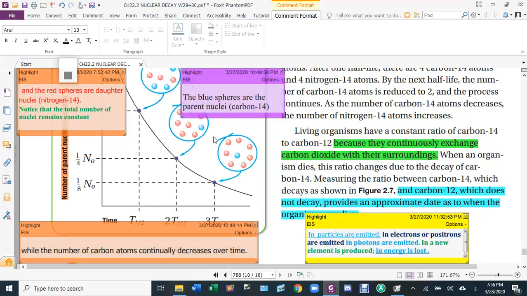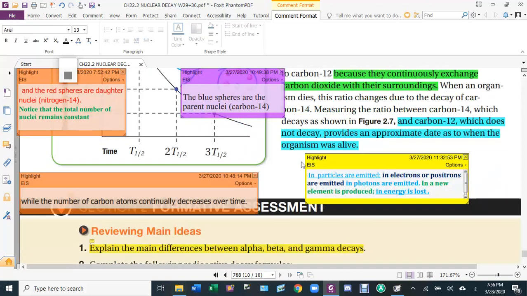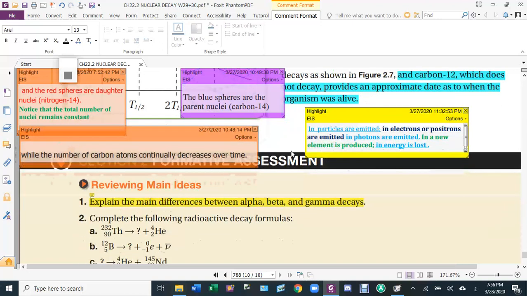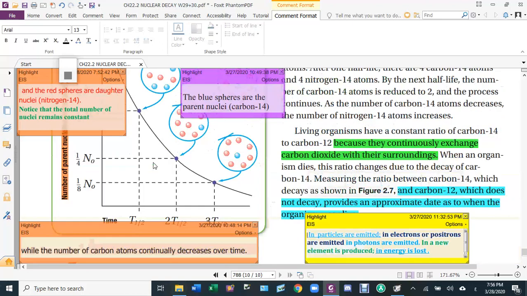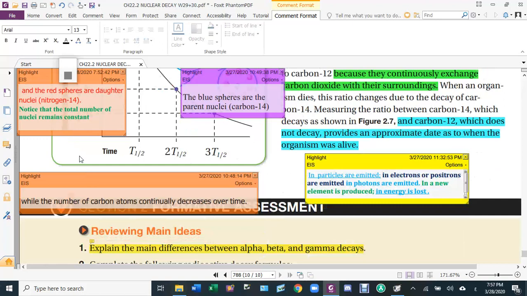Now we'll explain that living organisms have a constant ratio of carbon 14 to carbon 12. The reason? They continuously exchange carbon dioxide with their surroundings. The carbon 12, which does not decay, provides an approximate date as to when the organism was alive. We get the ratio while the number of carbon 14 atoms continuously decreases over time. Always remember the number of carbon atoms continually decreases over time. This is a graph between number of parent nuclei remaining and half-life.